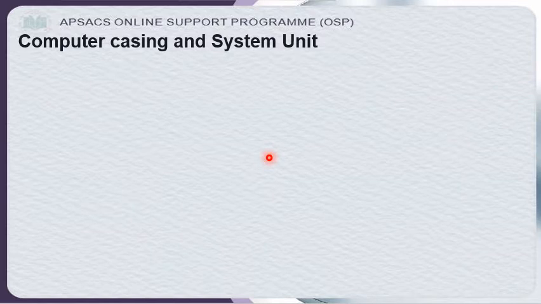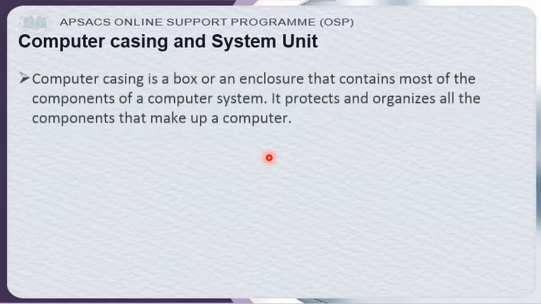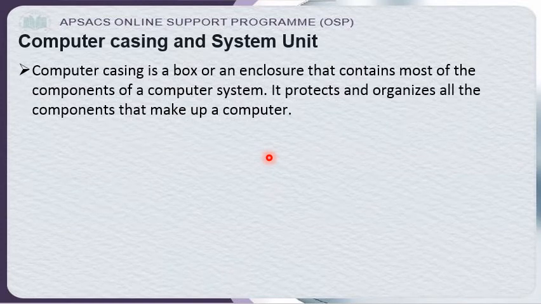Computer casing and system unit. This is the first topic of chapter number 4, which is inside a system unit. So before going inside the system unit, we have to first of all look at what a computer casing is. A computer casing is a box or enclosure that contains most of the components of a computer system.